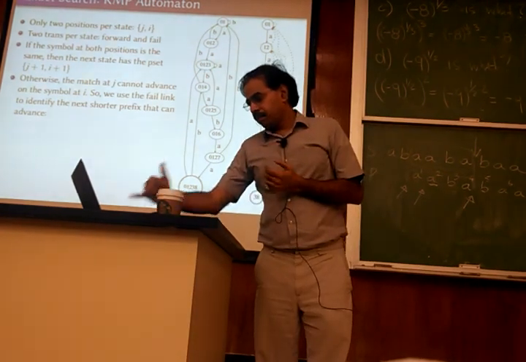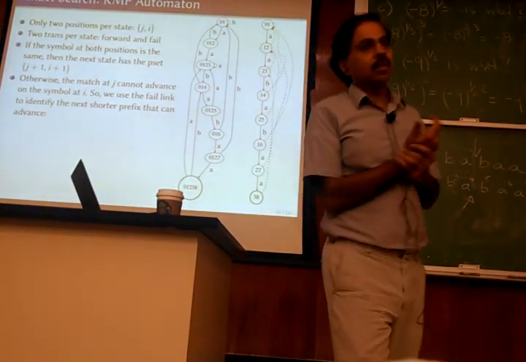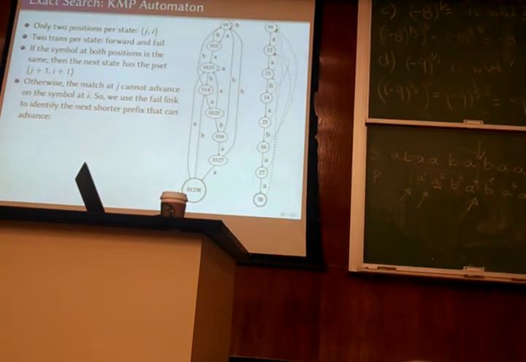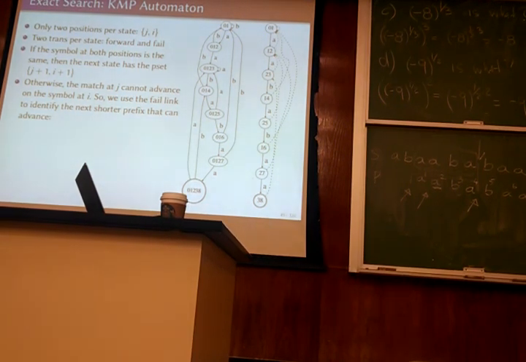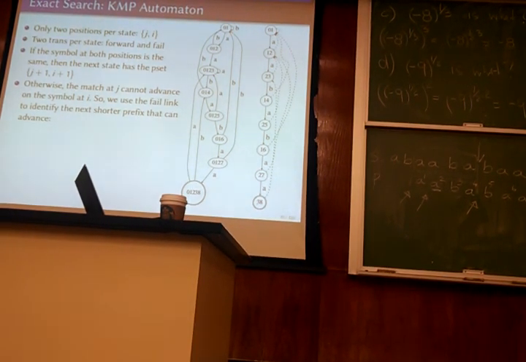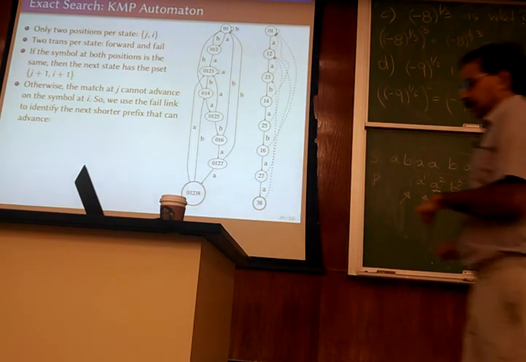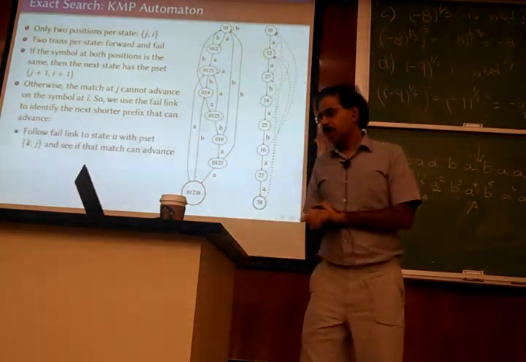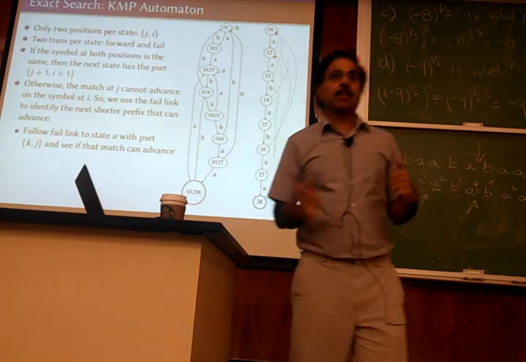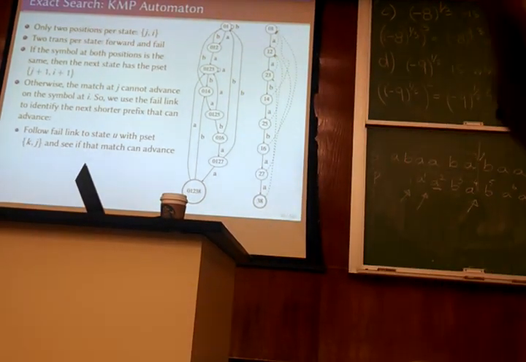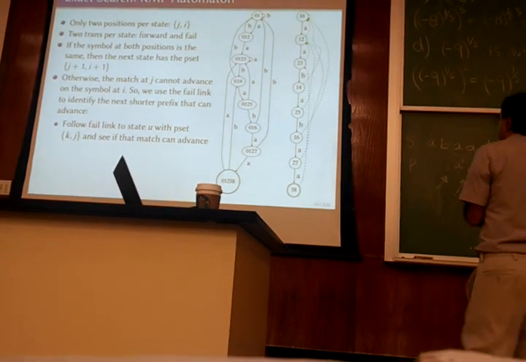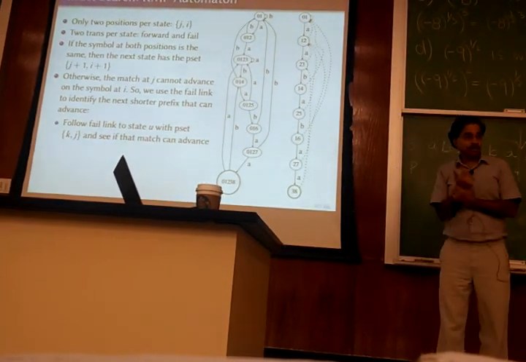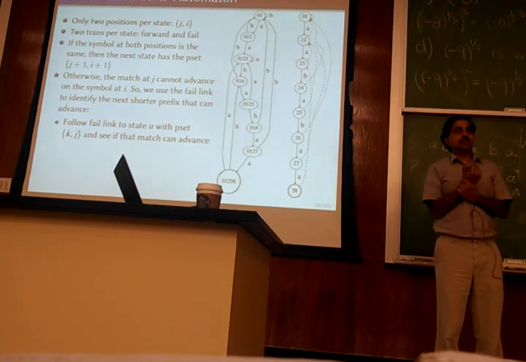And then let's restate what I just said. If you can't advance the match on the current symbol, you go on the failure link. That tells you, okay, maybe the longest match cannot be advanced, so we're going to look for the next longer match, and then try to advance that. And it's possible that cannot advance, so then again you may have to follow the failure link. So in general, you may have to follow the failure link many times, up to n times.